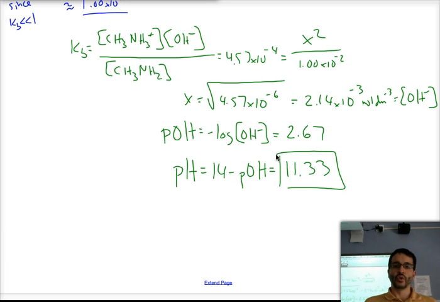And again, we obtain the value of pH by first calculating pOH and then subtracting 14 minus pOH. All right? So that is how we would tackle this type of problems with weak acids and weak bases.